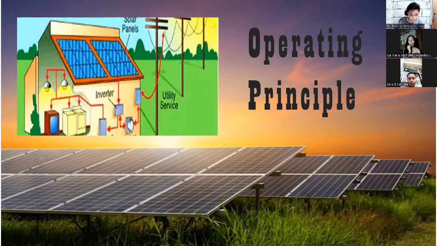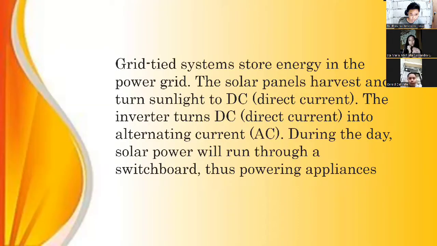So, ano ba yung operating principle ng solar panels? So, grid-tied systems store energy in the power grid. The solar panels harvest and turn sunlight to DC or direct current. The inverter turns the DC direct current into alternating current or AC. During the day, solar power will run through a switchboard, thus powering appliances.